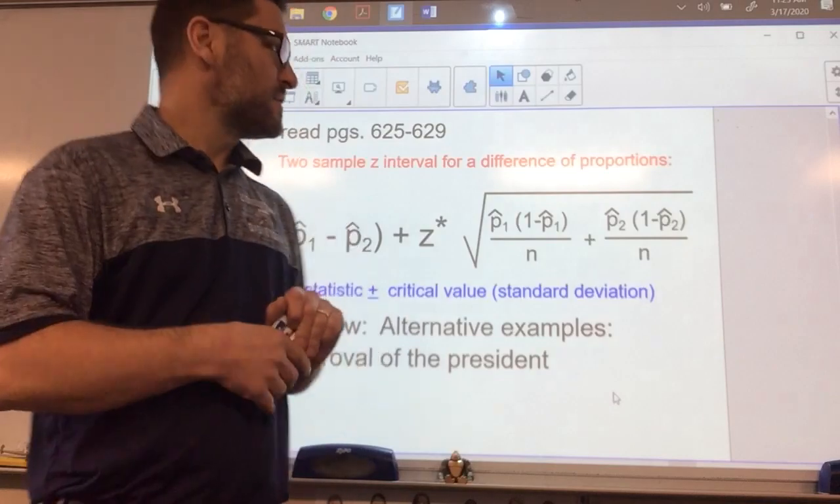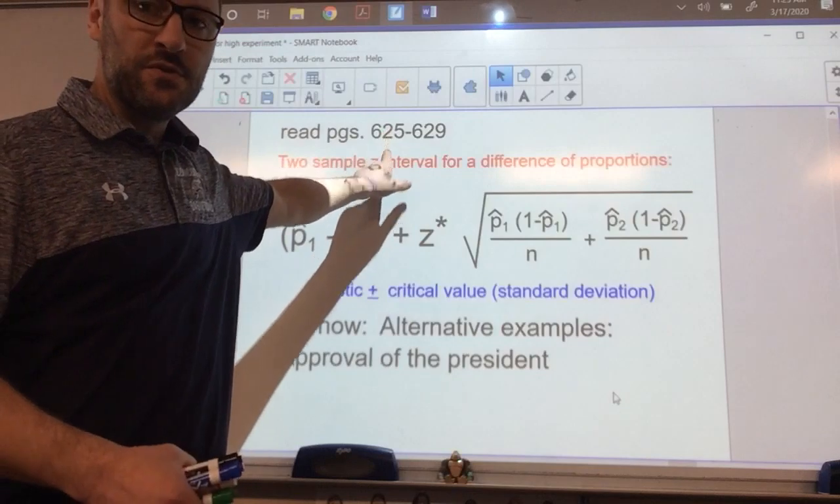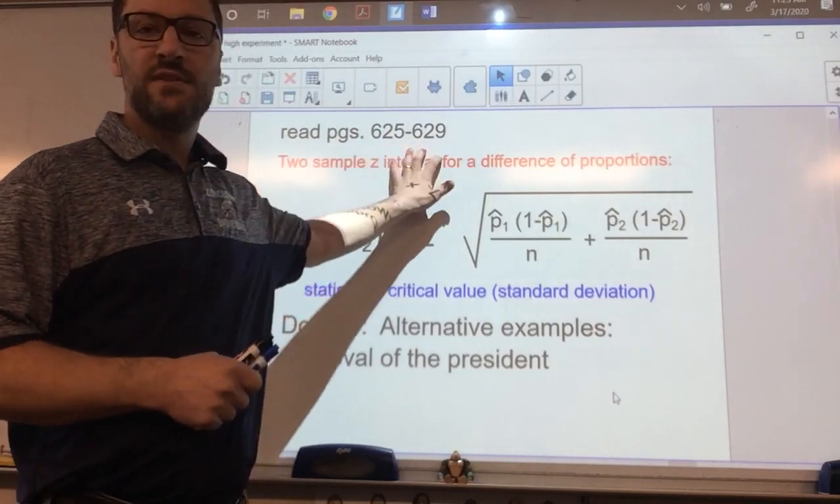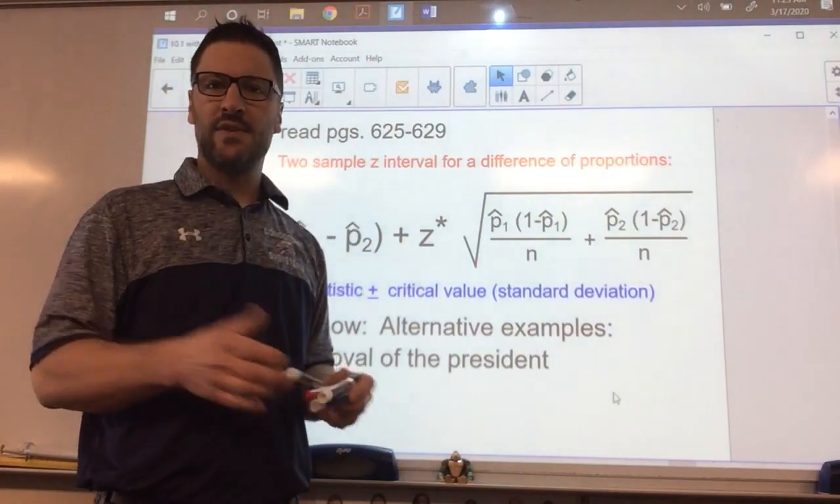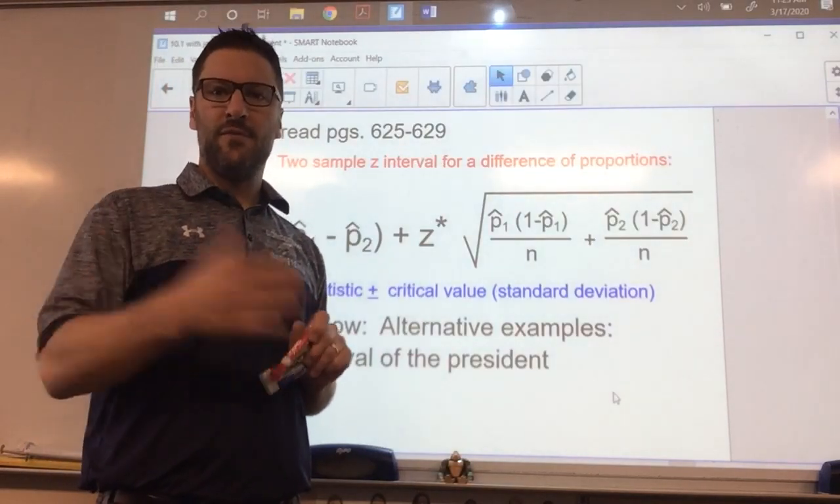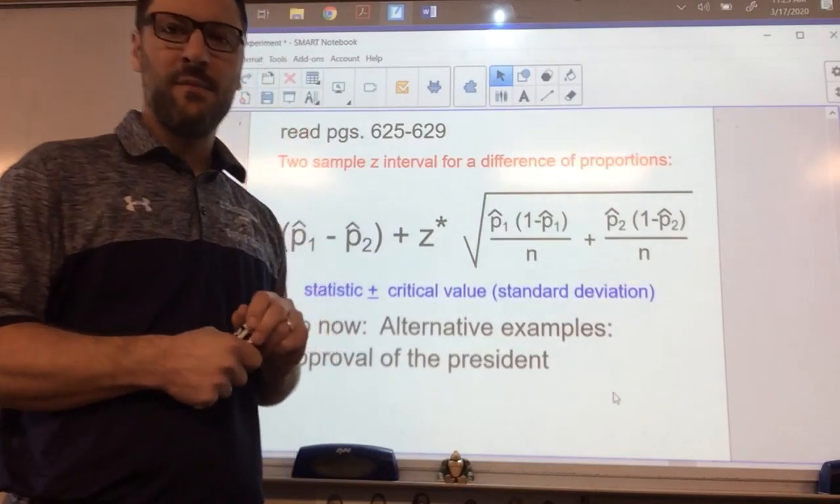As always, you should start by reading the book. I would like you to read right now a really short book. I'm going to try to keep these short with the videos, 625 through 629. Read that book. It talks about confidence intervals. Hit pause while you do that. And then after you've read that book, unpause it and we'll get back to what we need to talk about.